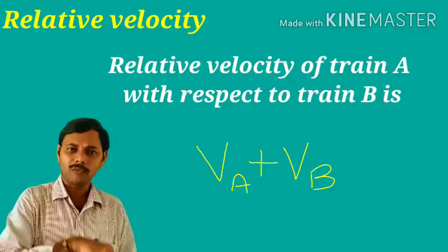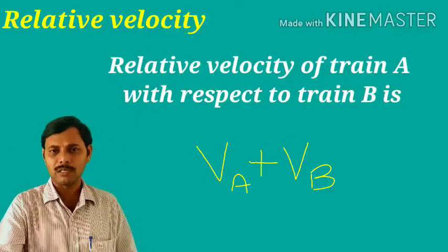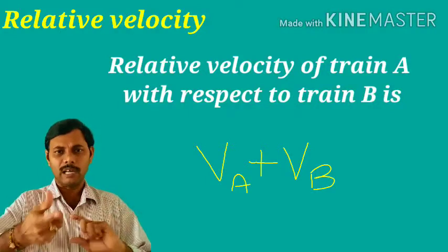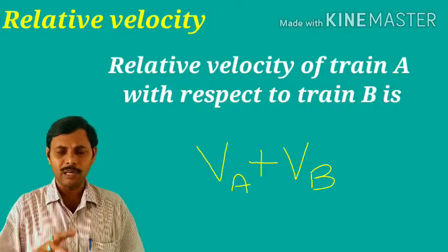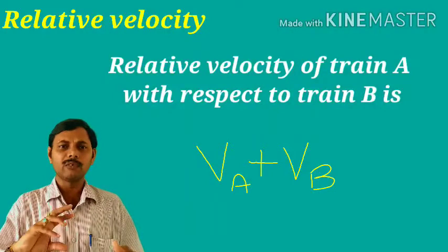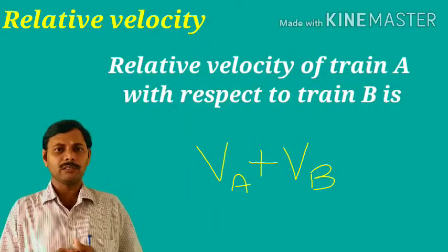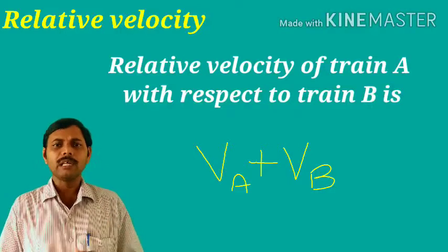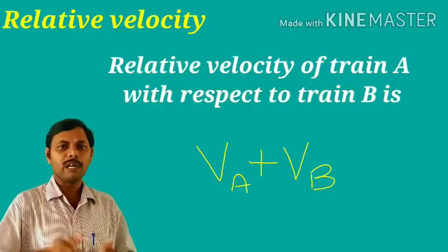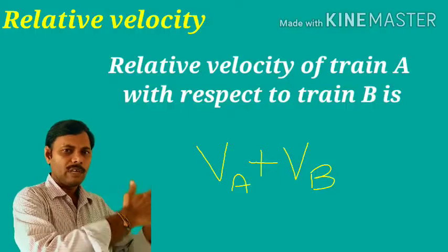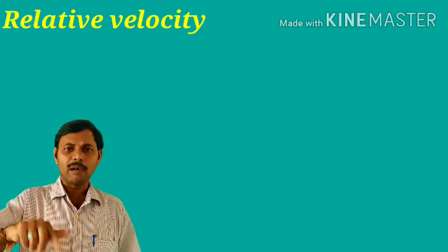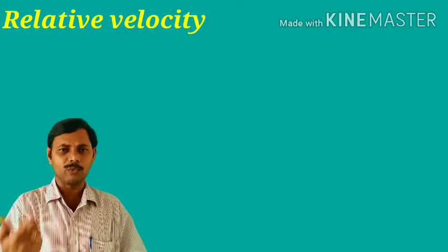Therefore, the relative velocity of one passenger with respect to another in the case of trains moving in opposite directions is the sum of their velocities, VA minus of minus VB, that is VA plus VB. So far we discussed the relative velocity concept in the case of one-dimensional motion. Bodies moving in the same direction: VA minus VB. Bodies moving in opposite directions: VA minus of minus VB, that is VA plus VB.